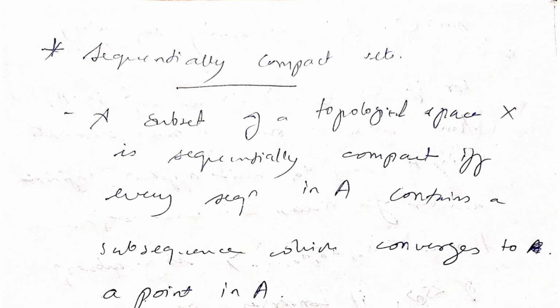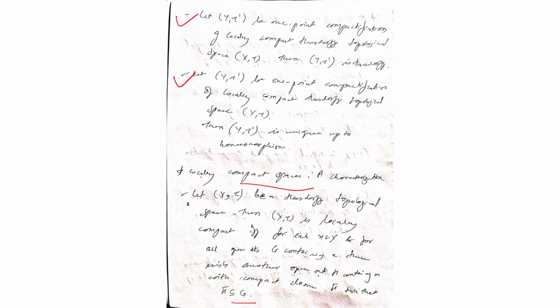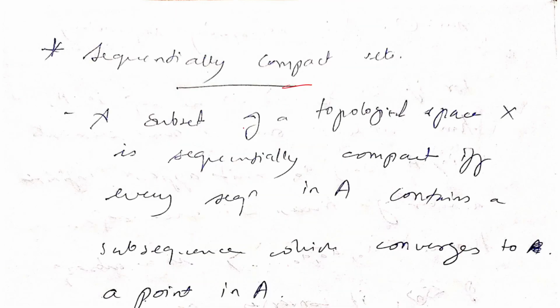These things have been discussed in the lecture. Then one more term that is a part of compactness is sequentially compact sets. So what is it? A subset A of a topological space X is sequentially compact if and only if every sequence in A contains a subsequence which converges to a point in A. Is the definition clear to you? What are sequentially compact sets? Yes, like real analysis. So let's start with the question answers.